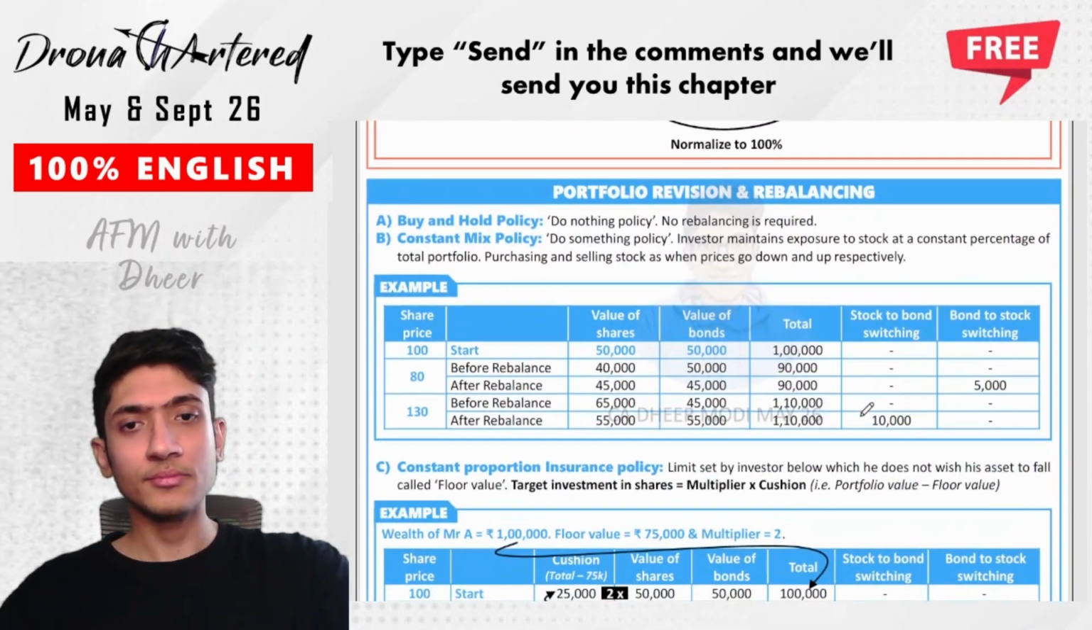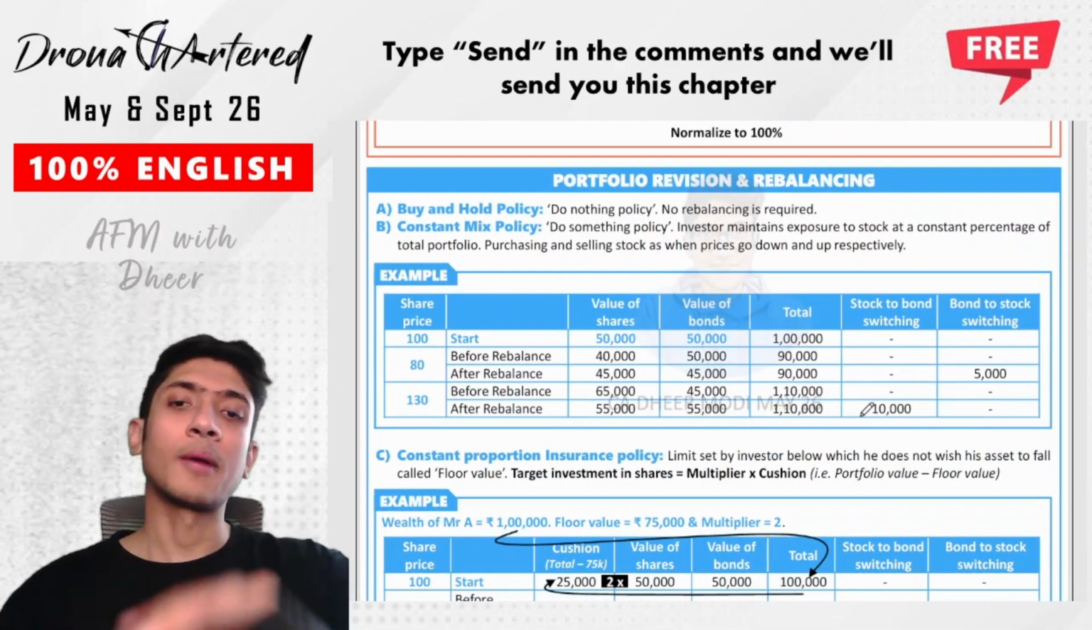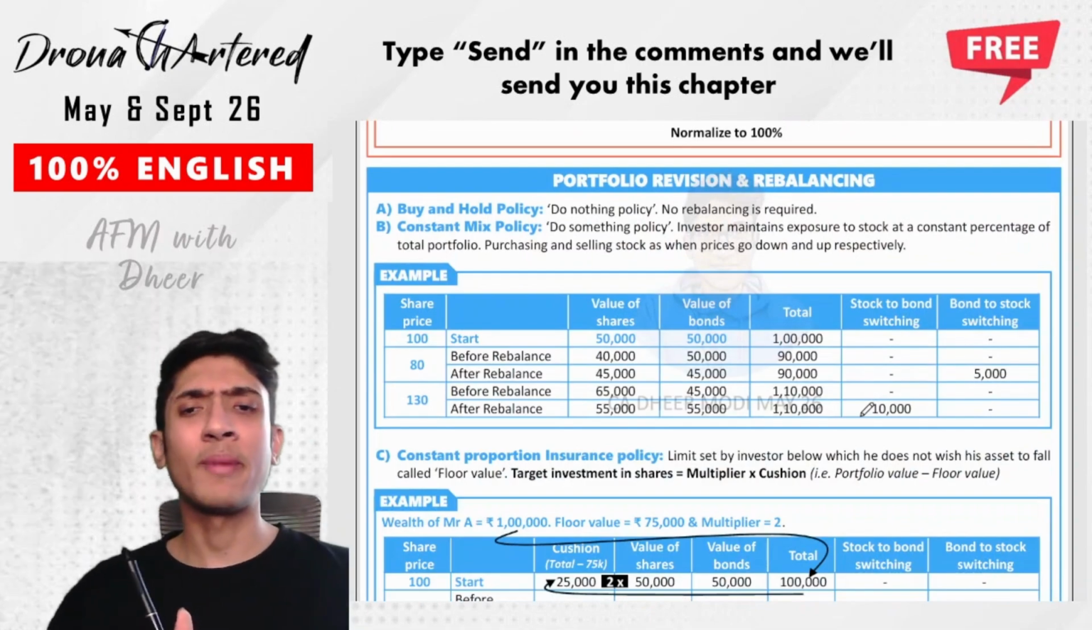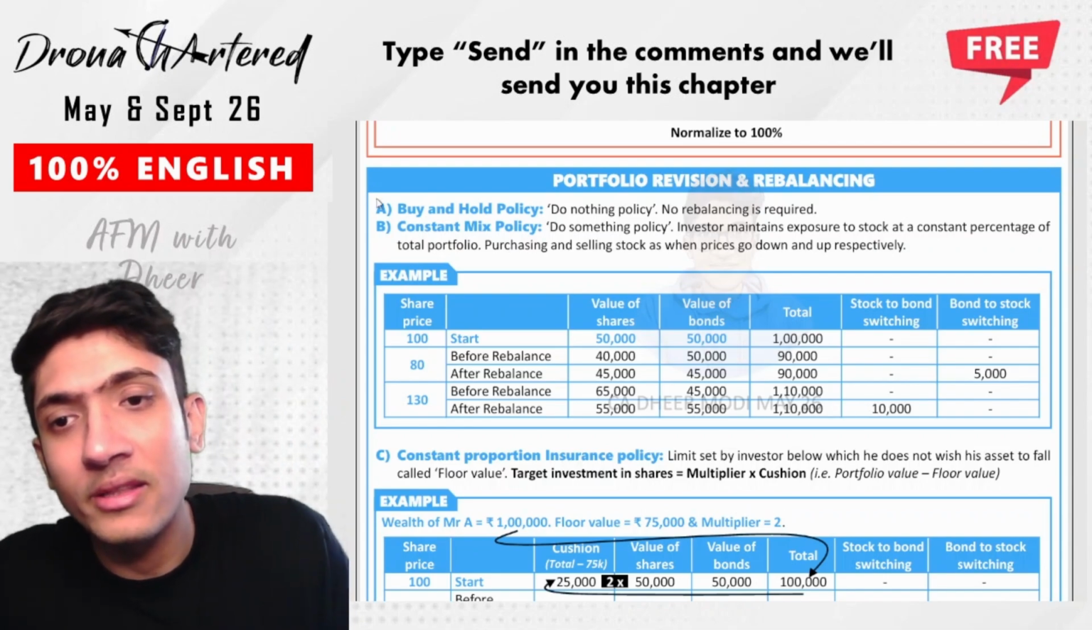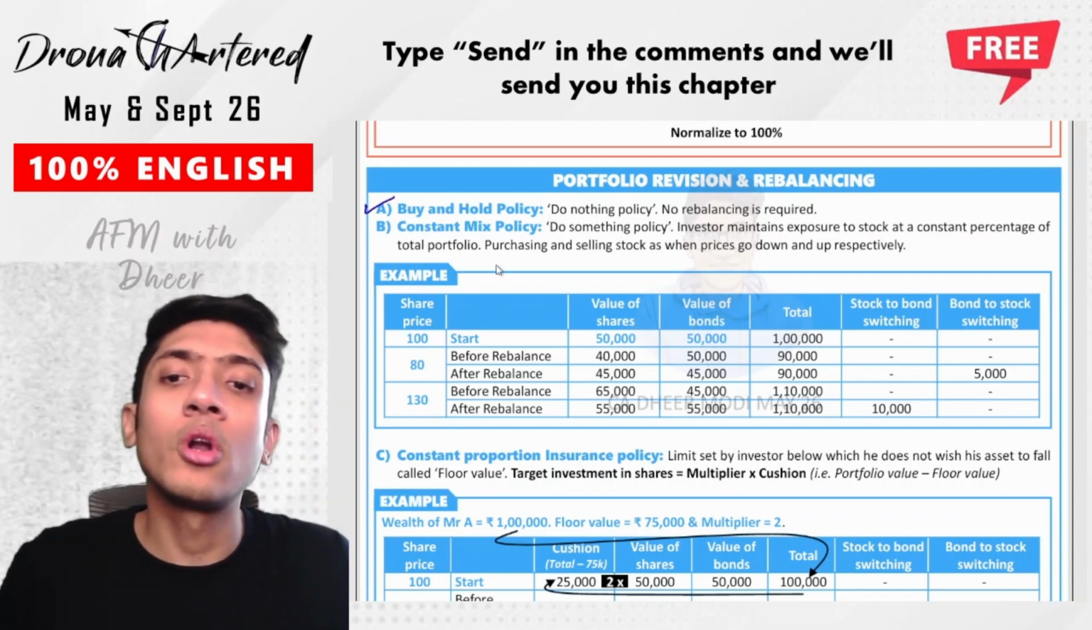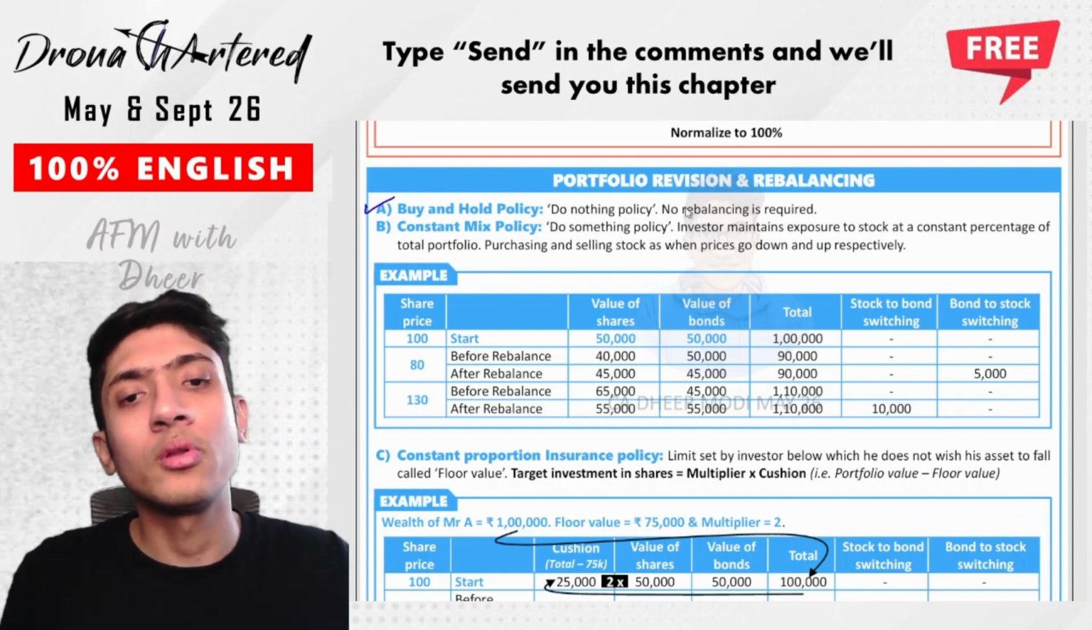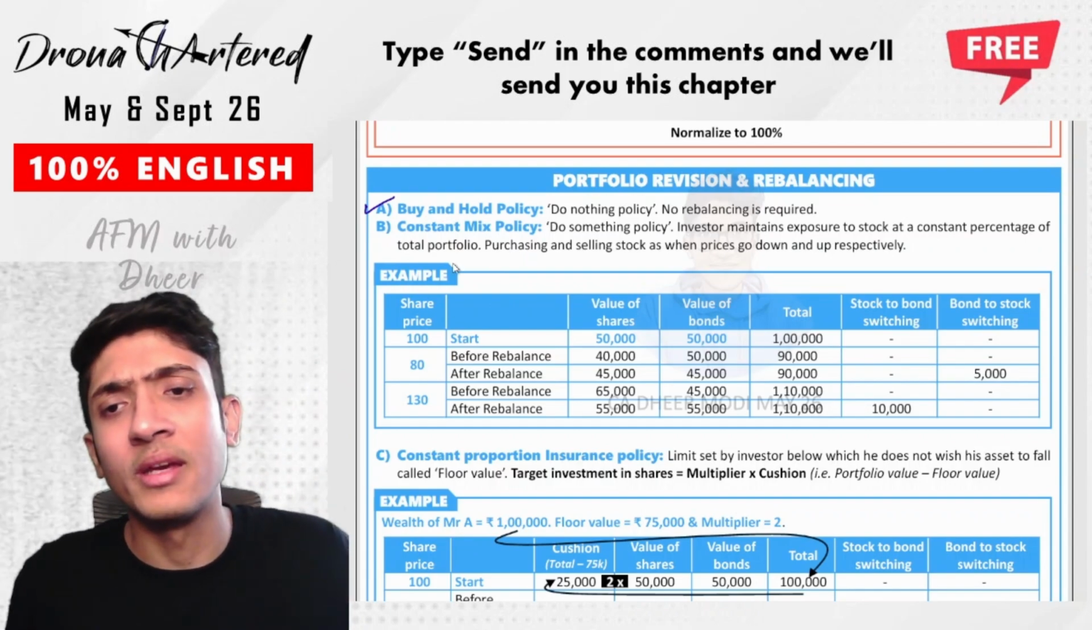right? And coming to the last part of this chapter, that is your portfolio revision and rebalancing. It is a very easy concept, much easier than what we just did. And with this, we will be ending the chapter. So first is your buy and hold policy, that is do nothing policy. No rebalancing is required. You buy and let it be.